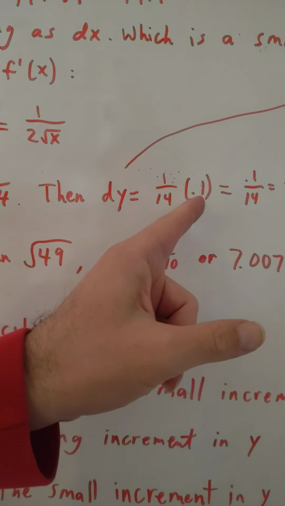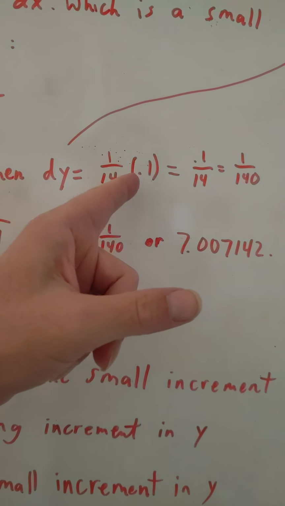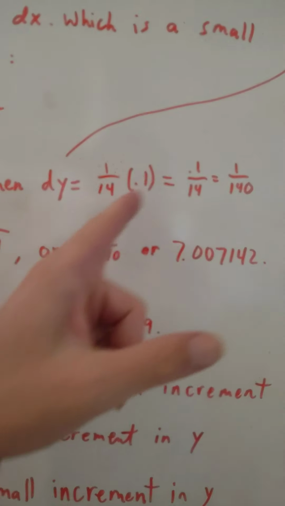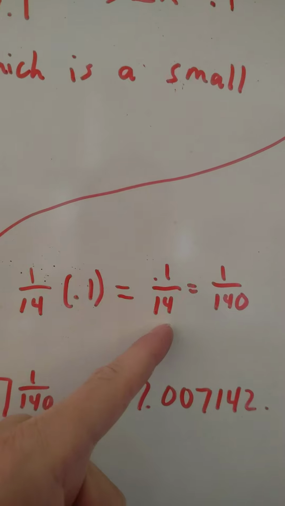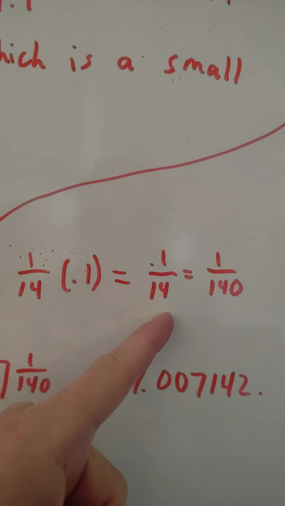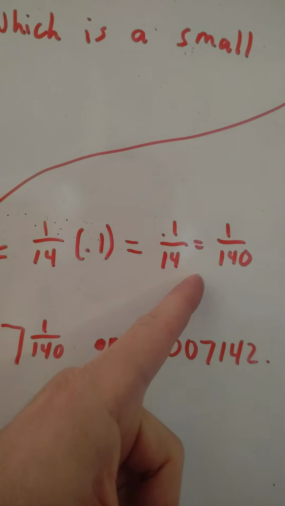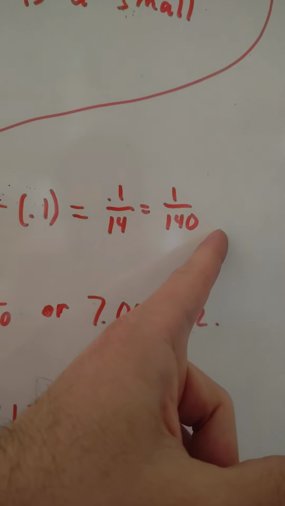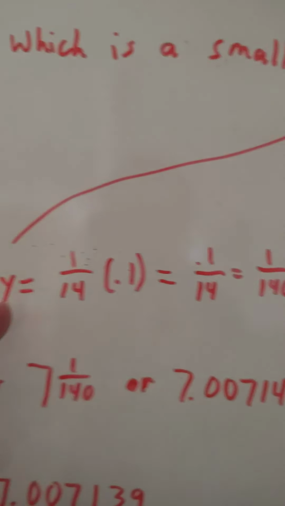What is 1/14 times 0.1? I could write 0.1 over 1, so it's 0.1 over 14. When you have a fraction, you don't want to see decimal points in it, since it's not simplified. So let's multiply top and bottom by 10 to clear away the decimal point. That gives us the equivalent fraction, 1 over 140. Just like that, we found what dy equals.